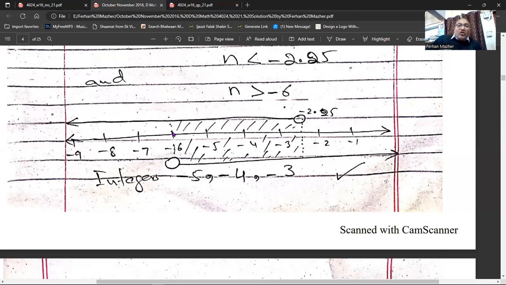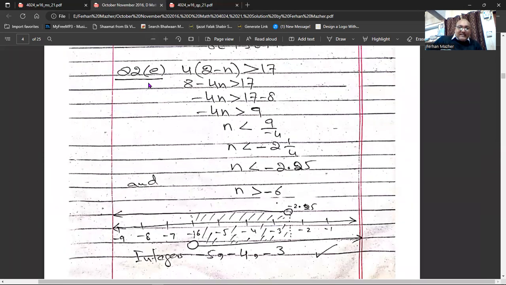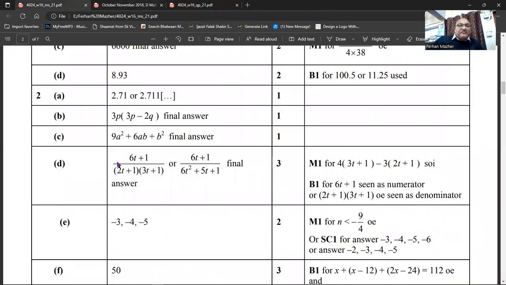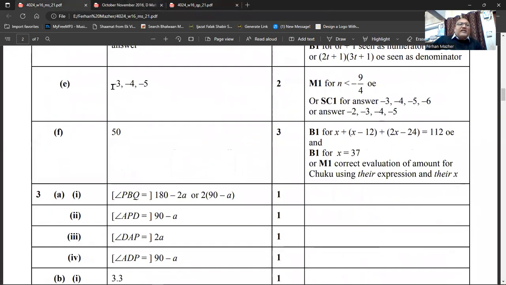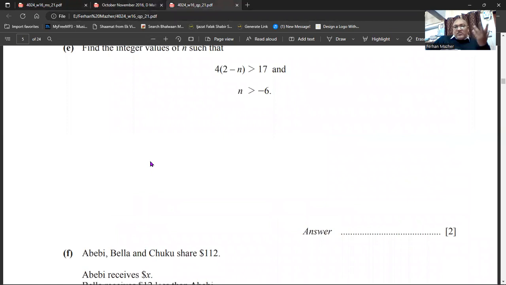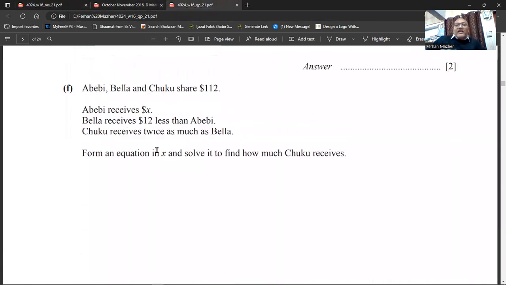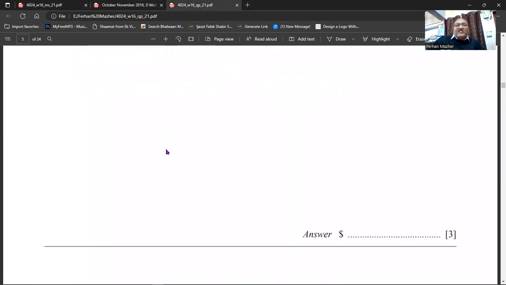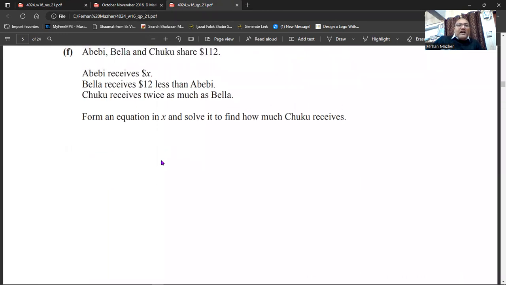So in this solution, what are the integers? -5, -4, -3. I hope you understand this. This is the solution of question number 2, E part. The E part says -3, -4, -5, and our answer is also -3, -4, -5. So it's good.